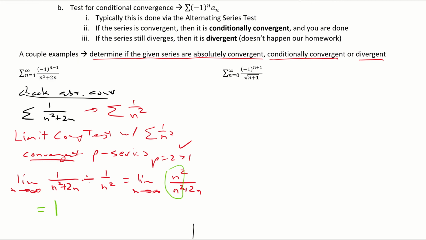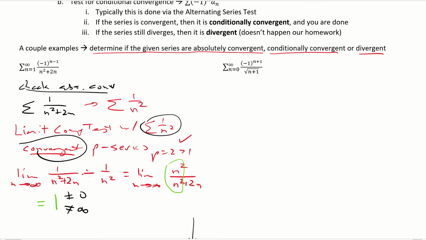So what's the big deal? The big deal is we did not get 0. We did not get infinity. So the two series do the same thing. And since this guy converges, we finally can say the series 1 over n squared plus 2n converges.